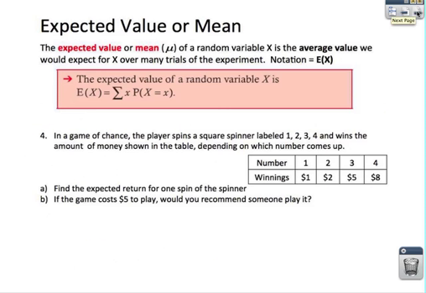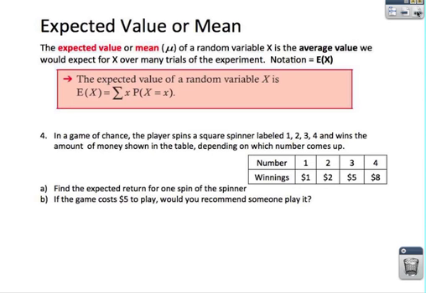Next, we're going to talk about expected value, or mean, as it's sometimes referred to. You might see it use the symbol mu. It looks like a U with a tail in the front. The expected value, or the mean of a random variable x, is the average value we would expect for x over many trials of the experiment. The notation is E of x. It's the expected value of x.